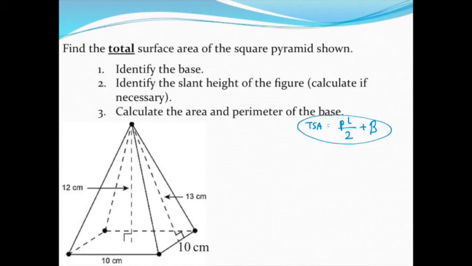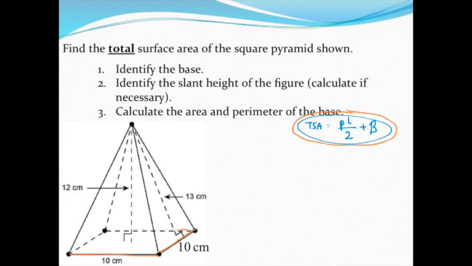To find the total surface area of a pyramid or a cone, we're going to use the formula P times L divided by 2 plus B. That stands for the perimeter of the base times the slant height divided by 2, and then plus the area of the base. So first thing is, whether you have a pyramid or a cone, you're going to want to identify what your base is.